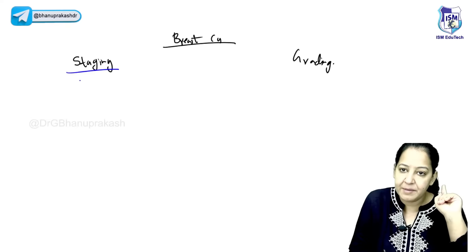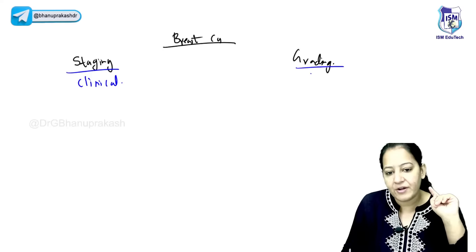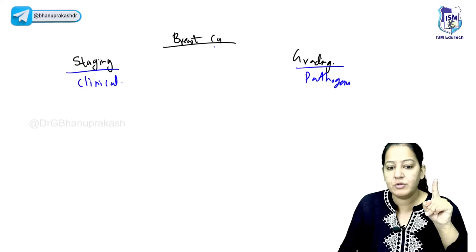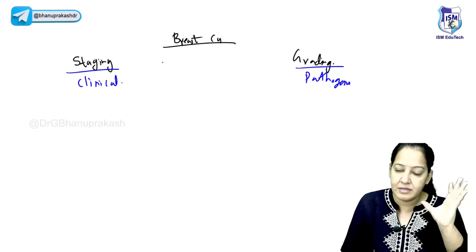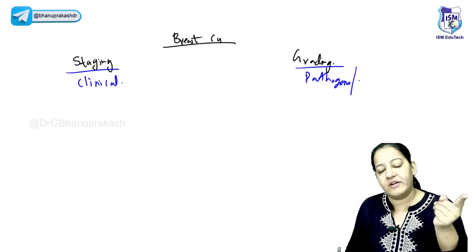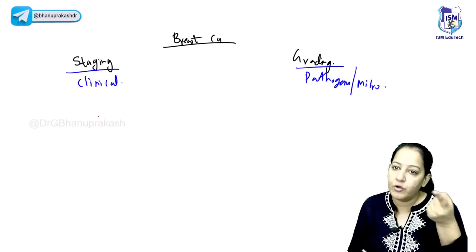No. Staging is done by the clinician, by the physician, the person who's looking at the patient. And grading is done by the pathologist, because grading is not done on the patient. Grading is done on the microscopy of the tumor. So the surgeon operates and sends the tumor to the laboratory. Looking at the tumor, making a slide out of it, the grading is done on the microscopy by a pathologist. So in staging, how do you do the staging?